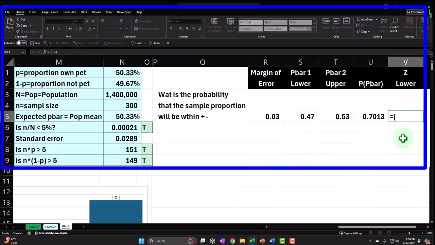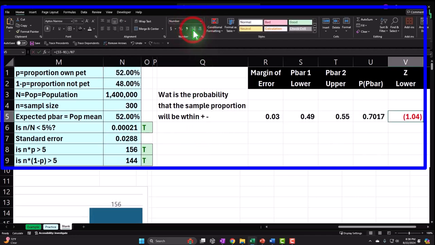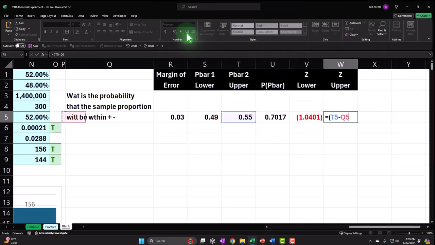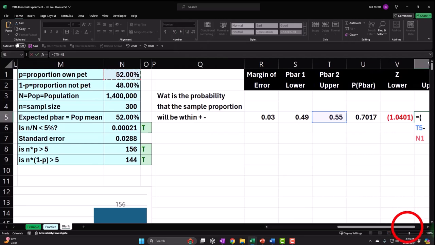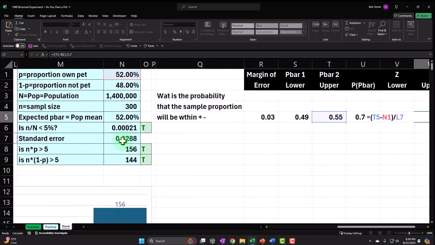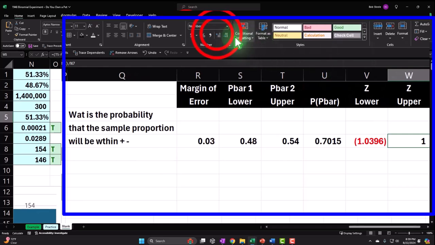So how do you do that? It's going to be equal to this number minus the mean, which is the proportion, close it up, divided by the standard deviation, which is the standard error. Enter, and let's just decimalize. So there we have the lower, one standard deviation under, on the z-score, 1.04, and then the upper is going to be equal to brackets this minus the 52, and then close up the brackets, and then divided by the standard error, so let's make some decimals there, and so same on the upper because it's symmetrical.